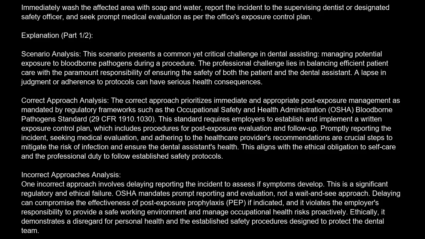Correct answer is A. Immediately wash the affected area with soap and water, report the incident to the supervising dentist or designated safety officer, and seek prompt medical evaluation as per the office's exposure control plan.